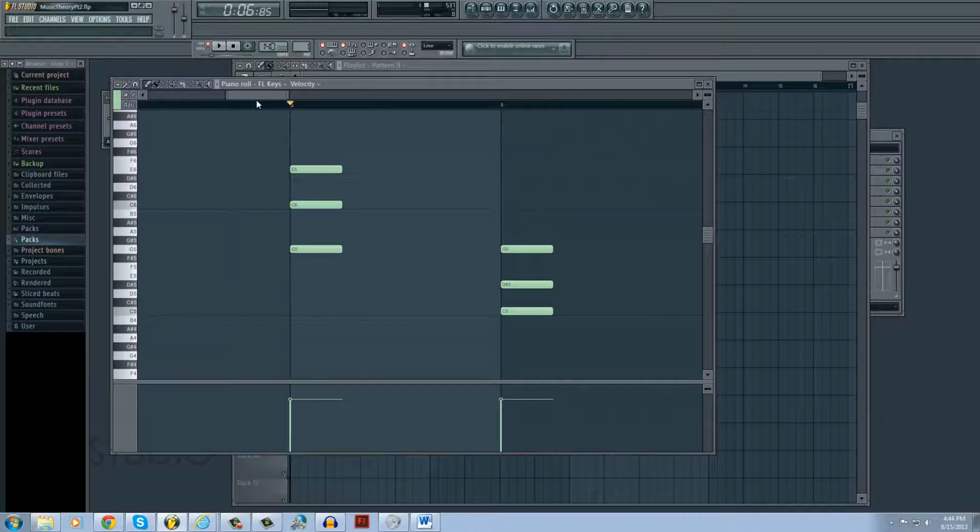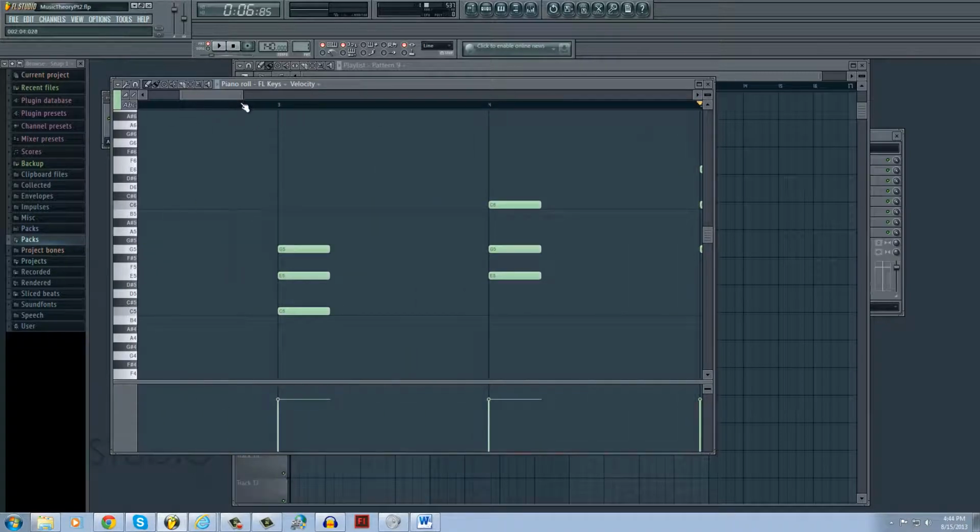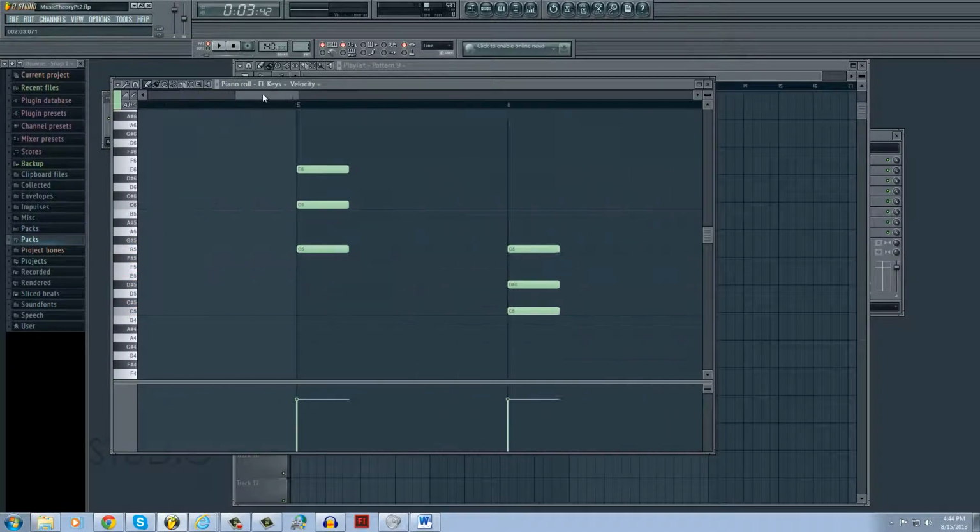Now here are the types of triads: major, minor, diminished, and augmented. The major triad, like the major scale, has a happy quality to it. And the minor triad has a sad quality to it.